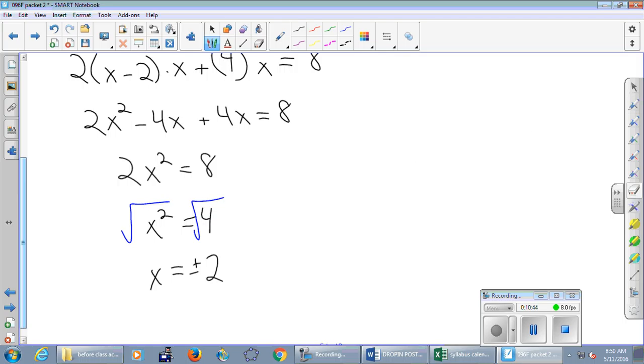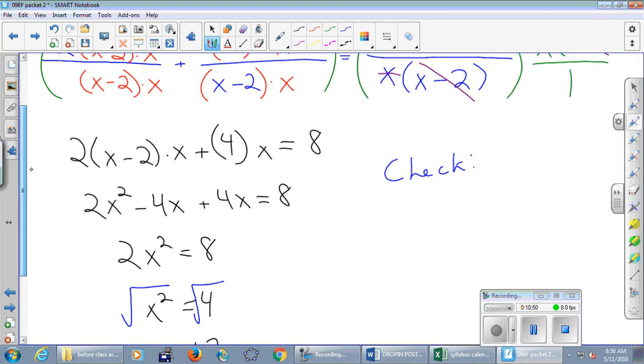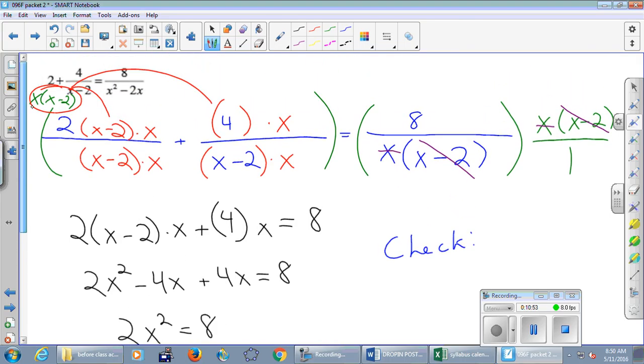So, mandatory to check. So let's check. Let's start with x equals -2. So going back to that original equation way up there.